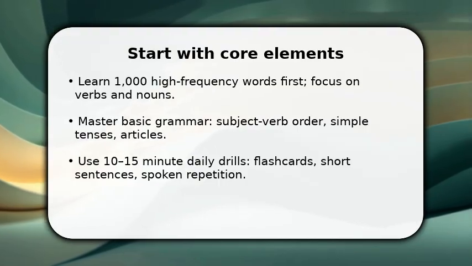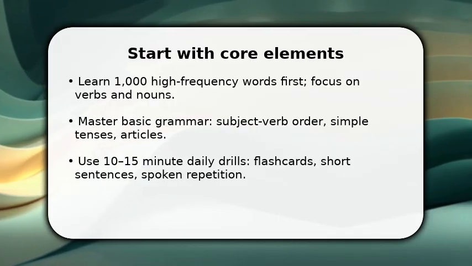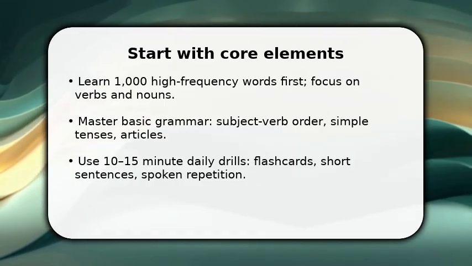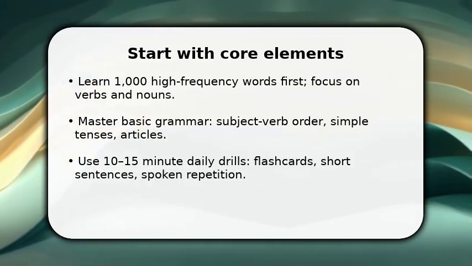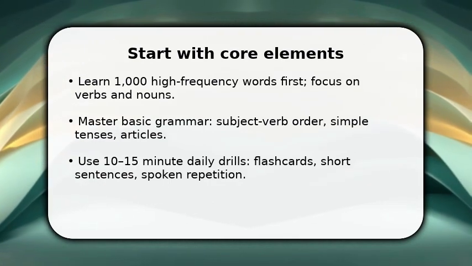Start with 1,000 common words and core verbs, and practice forming simple subject-verb-object sentences. Once done, add short drills of 10-15 minutes, flashcards, repeating aloud, and quick written sentences. Make sure to include articles and common prepositions early, because they shape meaning. This first step delivers immediate communicative ability you can build on.